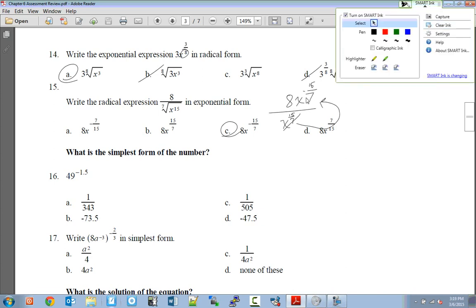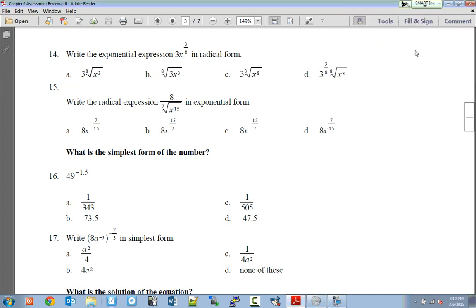And the same thing if you wanted to go from the top to the bottom. Anytime you want to cross that fraction bar, all you do is change the sign on the exponent. That's all you do.